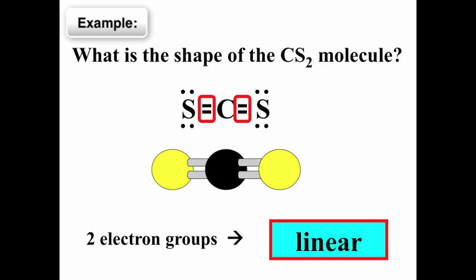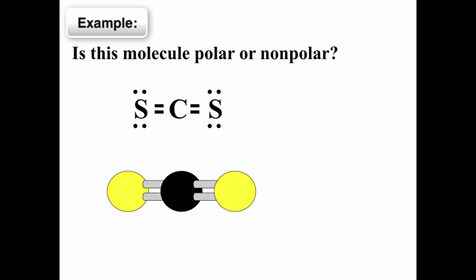And let's do one other thing with this molecule, which is to ask if it's polar or nonpolar. And in this case, it turns out when you look up the electronegativities of carbon and sulfur, they're basically the same. So there's no dipole between carbon and either sulfur. So the molecule, this one, would have to be nonpolar.